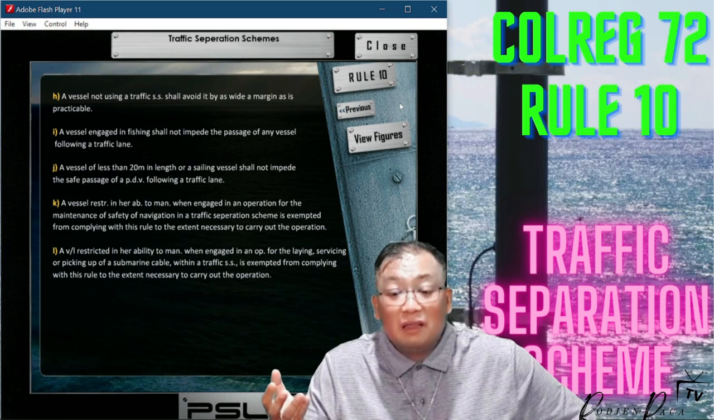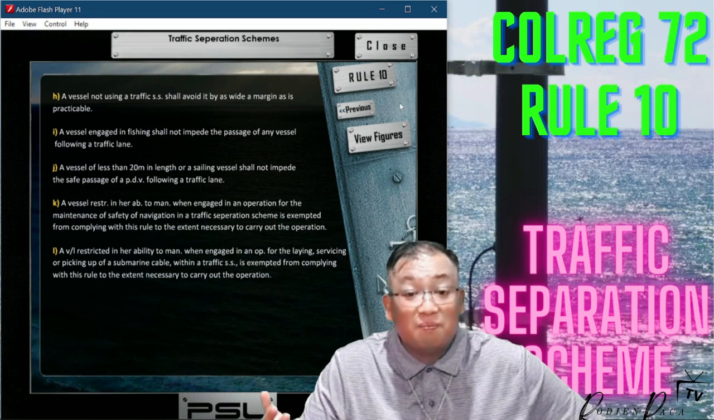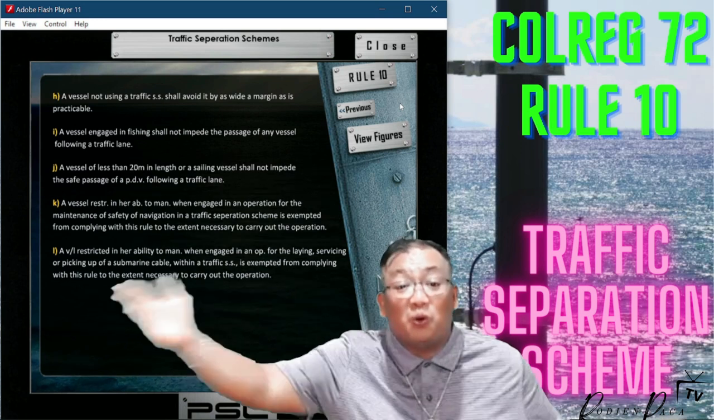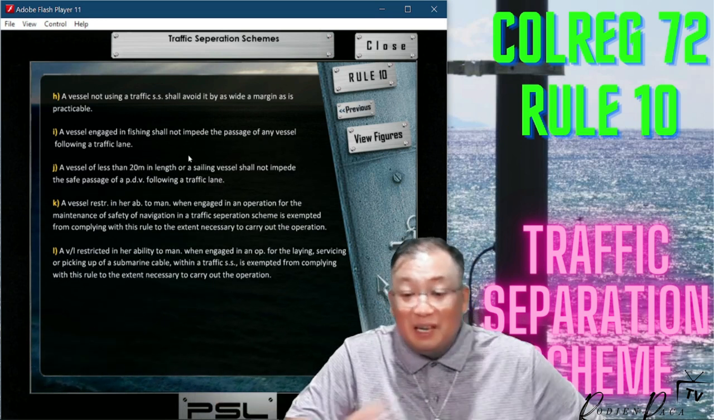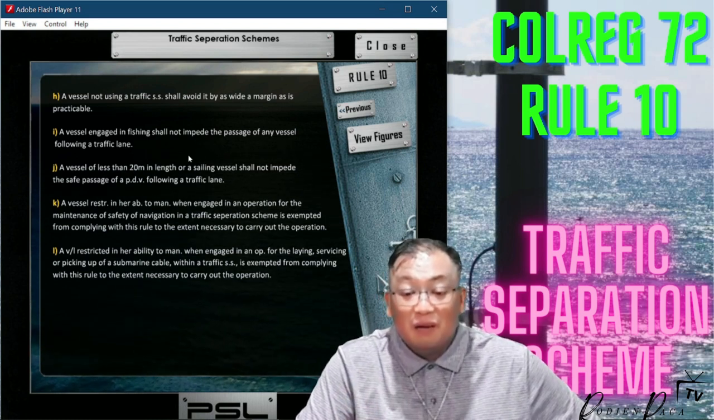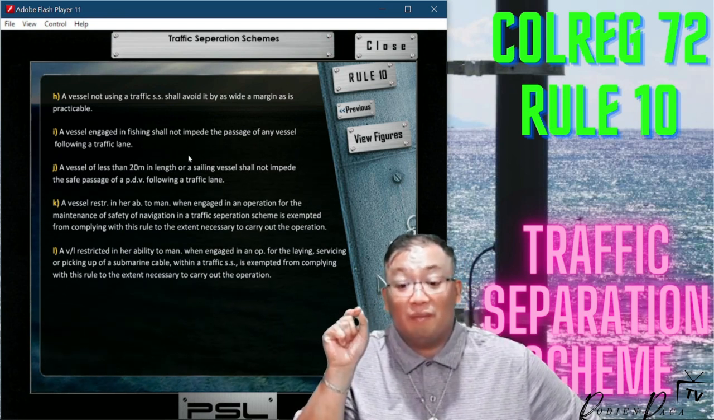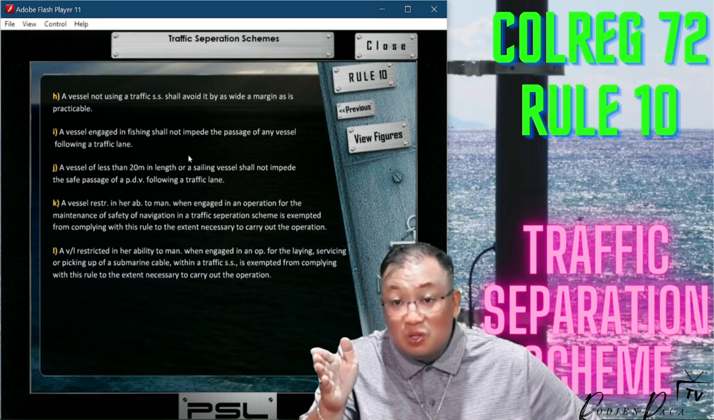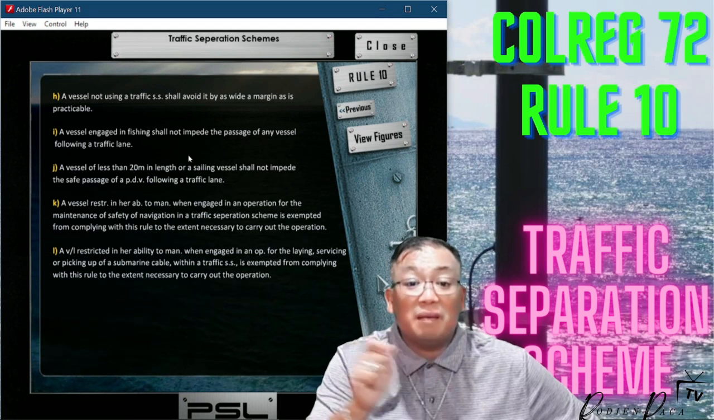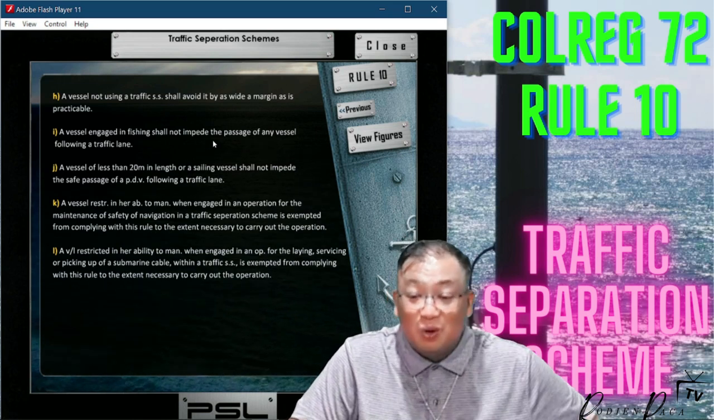A vessel not using a traffic separation scheme shall avoid it by as wide a margin as practicable. If you're not using a traffic separation scheme, don't go near it. A vessel engaged in fishing shall not impede the passage of any vessel following a traffic lane. A fishing vessel can cross, but it cannot impede, because you can actually fish in the traffic separation zone. The zone is the middle one, the gray that I have shown to you.